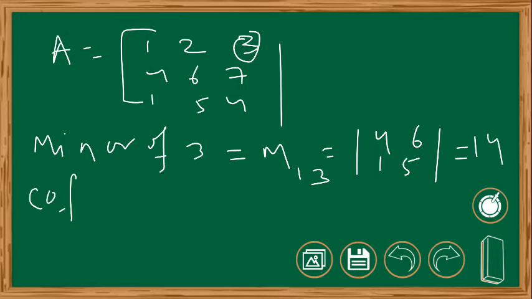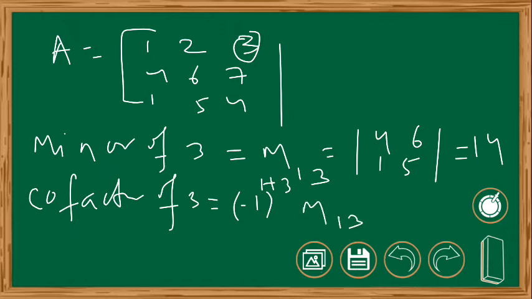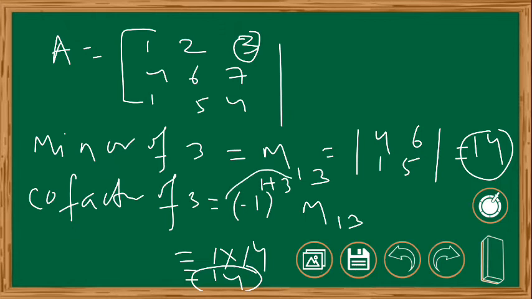Then if I ask for the cofactor of 3, this is nothing but minus 1 to the power 1 plus 3 into M13, right? So minus 1 to the power 1 plus 3, which is 4, so this is 1 into 14, which is also equal to 14. So here you can see in this case the minor is equal to the cofactor, but it is not always. Sometimes the minor can be the negative of the cofactor also. It all depends upon this term.